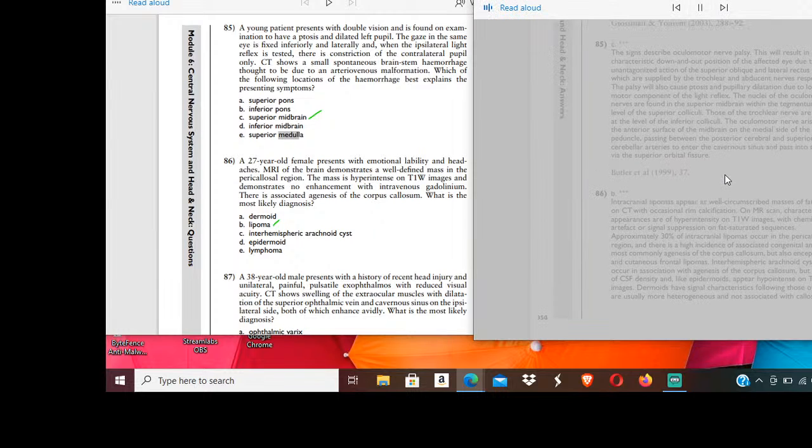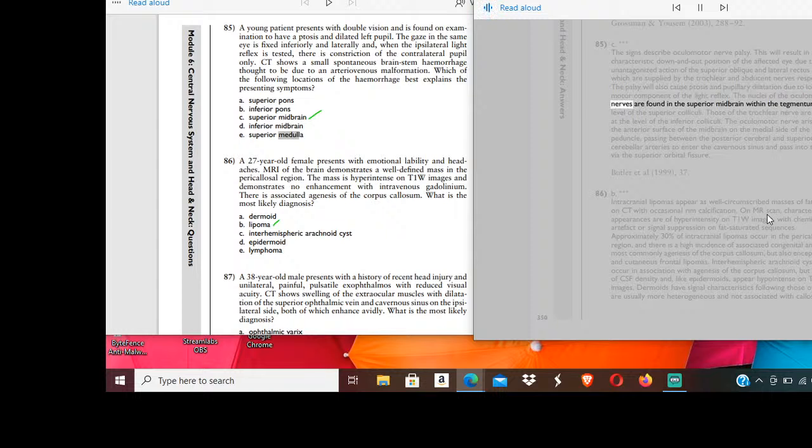Grossman and Yousem, 2003, 288. 92. 85 C. The signs describe oculomotor nerve palsy. This will result in a characteristic down and out position of the affected eye due to the unantagonized action of the superior oblique and lateral rectus muscles, which are supplied by the trochlear and abducent nerves respectively. The palsy will also cause ptosis and pupillary dilatation due to loss of the motor component of the light reflex.